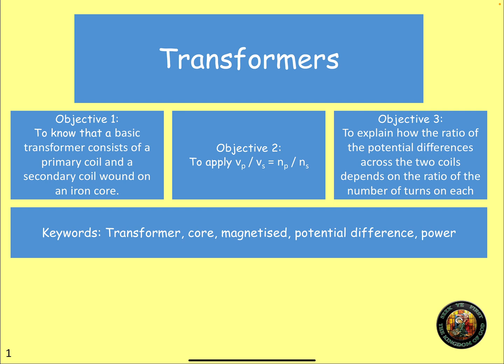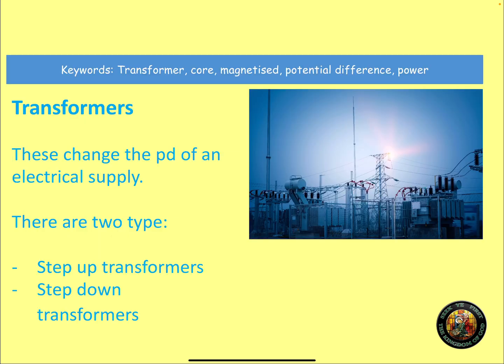There's your 3 objectives. And the keywords are transformer, core, magnetize, potential difference, and power. Transformers change the potential difference of electrical supply. And there are 2 types, step-up transformers and step-down transformers. The transformer next to a power station is a step-up transformer, and a transformer next to a home, a school, something like that will be a step-down transformer.